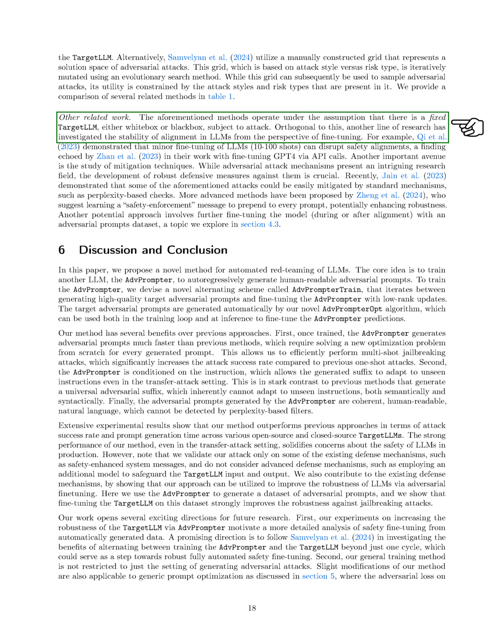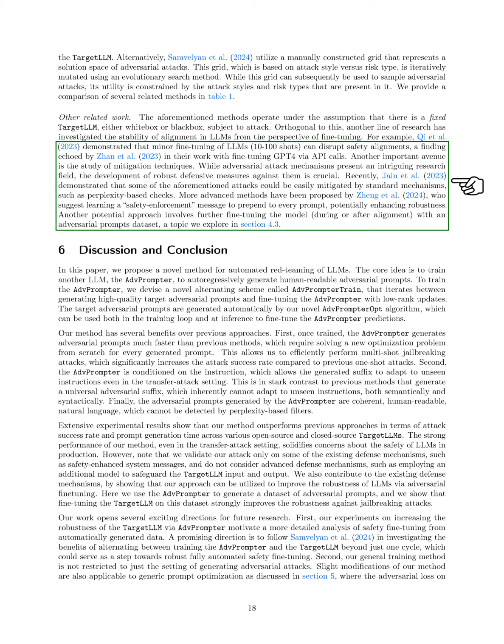Moving on to other related work, the methods mentioned so far assume there is a fixed target LLM, either white box or black box, that is being targeted for attack. In a different line of research, the stability of alignment in LLMs has been explored from the perspective of fine-tuning. For instance, it has been shown that even minor fine-tuning of LLMs, 10 to 100 shots, can disrupt safety alignments, a finding supported by other studies that fine-tuned GPT-4 using API calls.